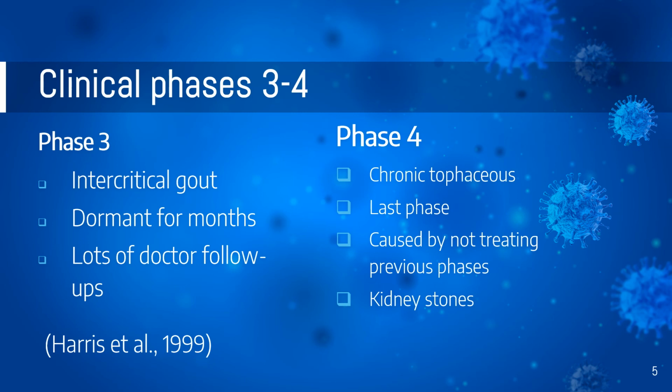The last phase of gout is phase 4, which is chronic tophitis. It is caused by ignoring the 3 earliest stages and is the most serious. This phase can damage bones and even cause kidney stones. This phase is also the most expensive to treat.